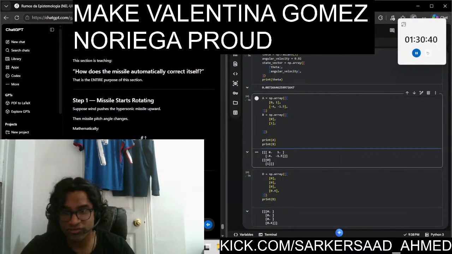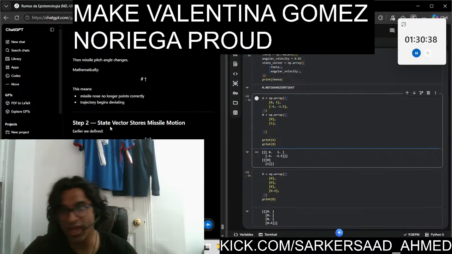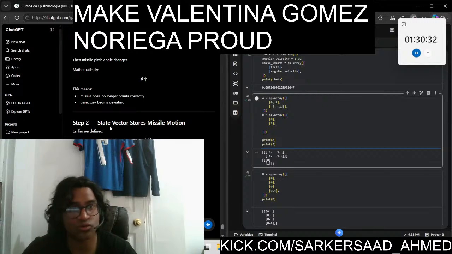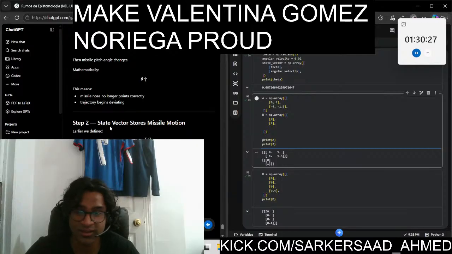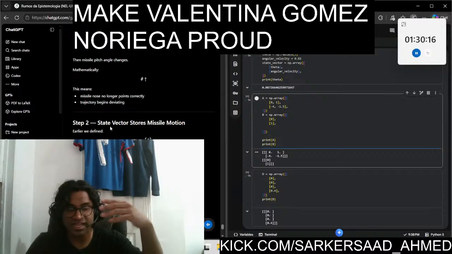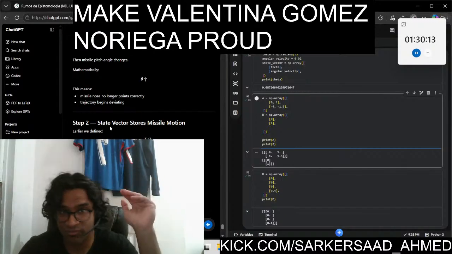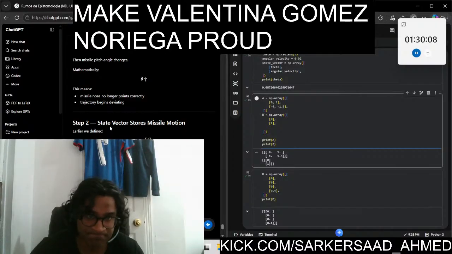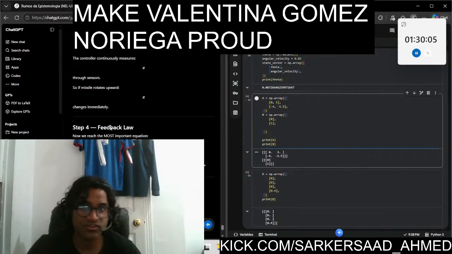So the state vector stores the missile motion. We have x being theta and omega. The initial one is the desired one, let's say 3 degrees and, I don't know, initially probably 0 degrees, 0 meters per second. Now the first time step, so let's say state vector one: 7 degrees and 500 meters per second. Anything can happen, right?